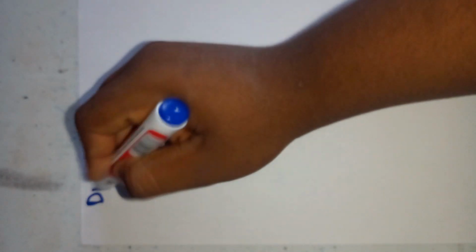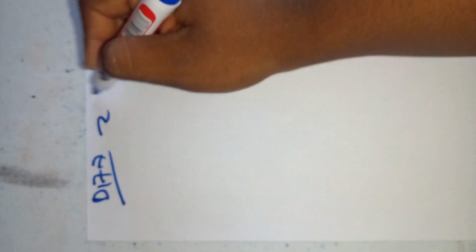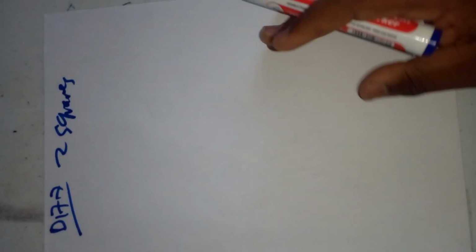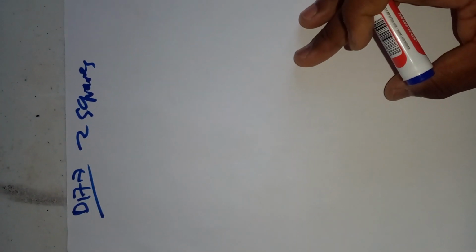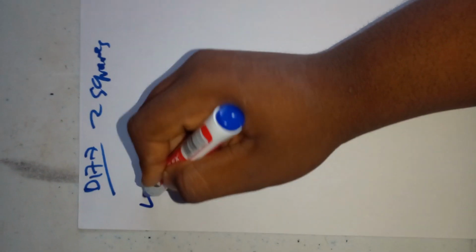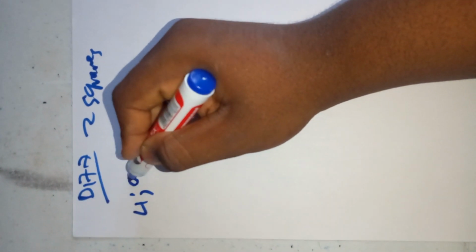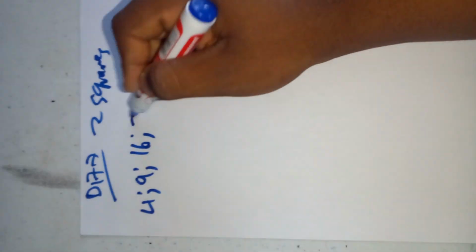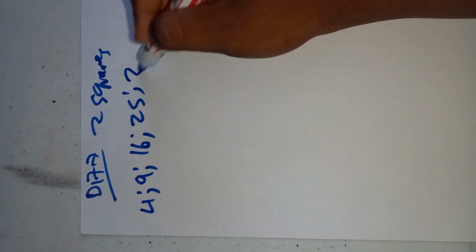So let's go to what we call difference of two squares. Now on the difference of two squares, it is the reverse. We are going to be talking about reverse processes. Now we are going to be talking about numbers such as 4, 9, 16, 25, and 36.